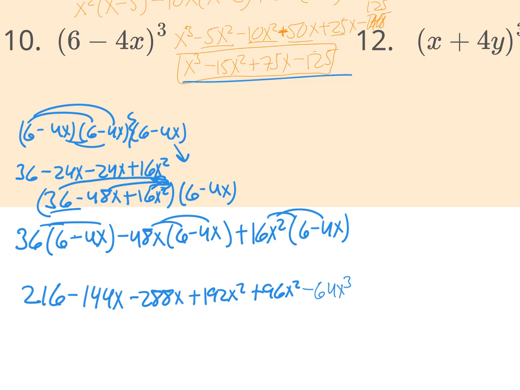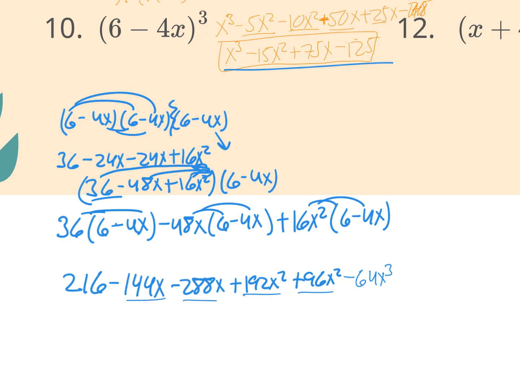All right, and then you want to combine like terms. It looks like our like terms are right beside each other. So it shouldn't be too bad to combine. This is going to get us 216. 144 plus 288 is going to get you 432. They're both negative, so it would be negative 432x. And then 192 plus 96 should get you 288 x squared. And then 64x to the third is already simplified.